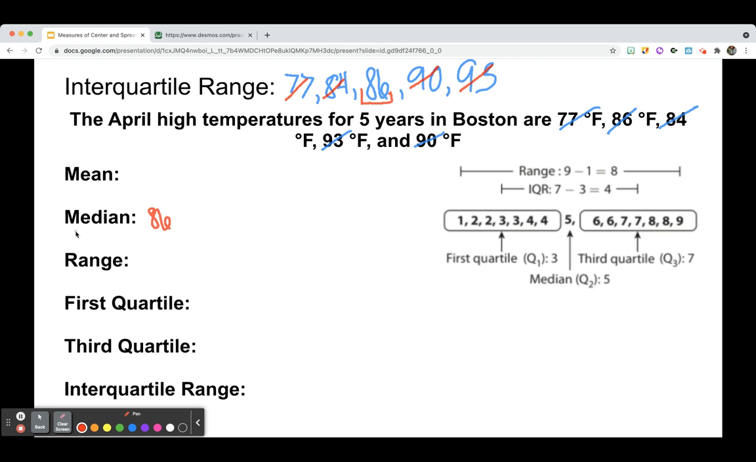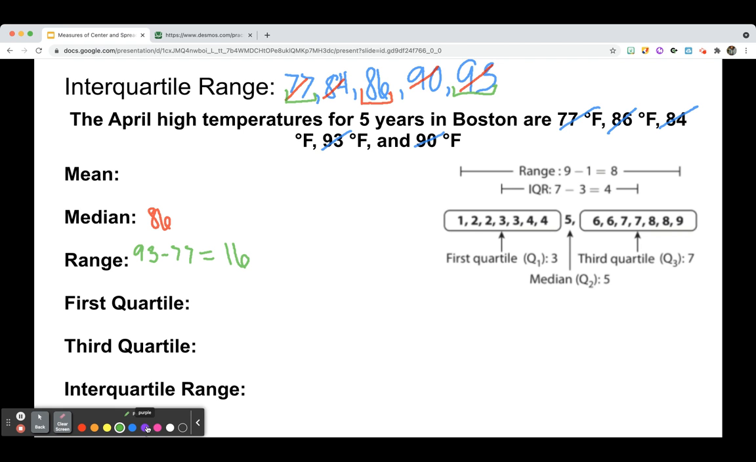Okay, our range, and I know I skipped the mean, I'm going to go back to it. Our range is taking the largest value and subtracting the smallest value. So range is taking 93, subtract 77, and then for our mean we're going to be adding all of our numbers together and then dividing by how many are present. So our range, 93 minus 77, is 16. So 16 is your answer.